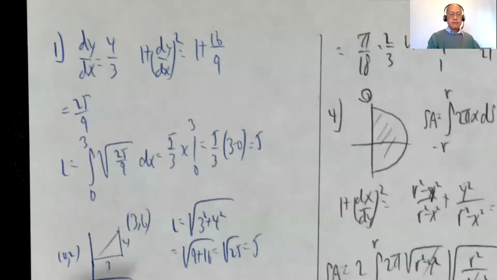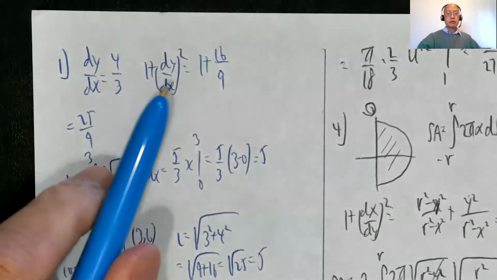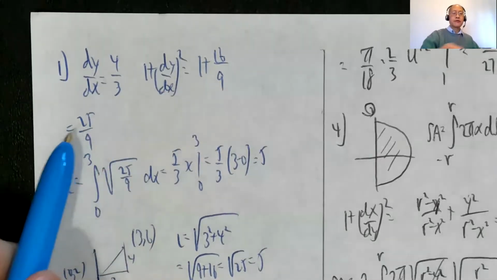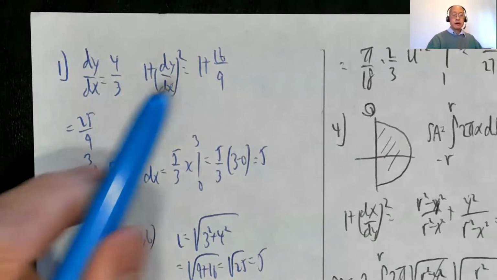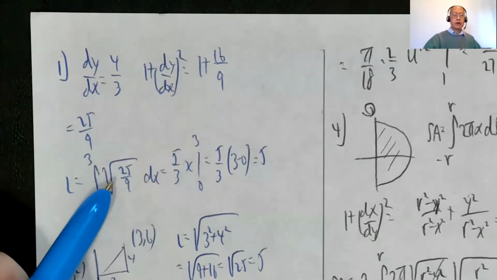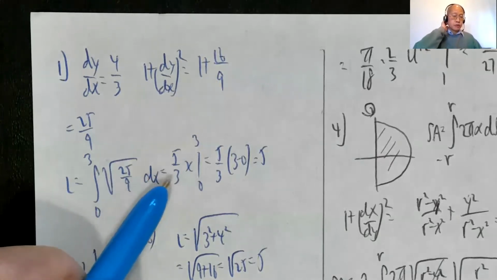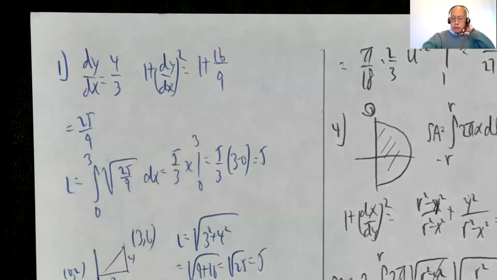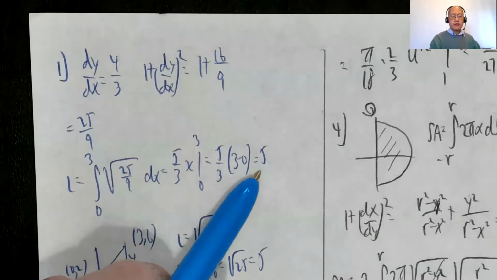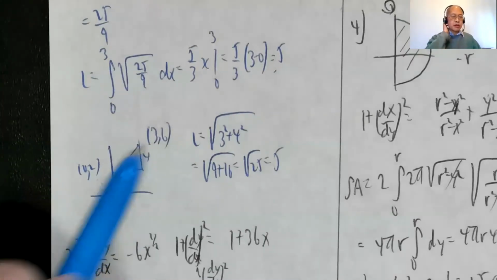Okay, number 1, dy/dx is 4/3. 1 plus (dy/dx) squared is 1 plus 16/9, that's 25/9. So the arc length is the integral from 0 to 3 of the square root of 25/9 dx, which is 5/3. The integral of 5/3 is 5/3 x from 0 to 3. Plug in 0, you get 0. Plug in 3, you get 5. Answer is 5.